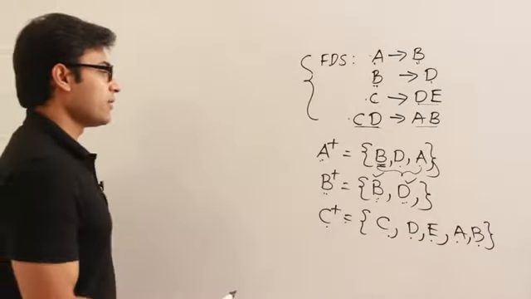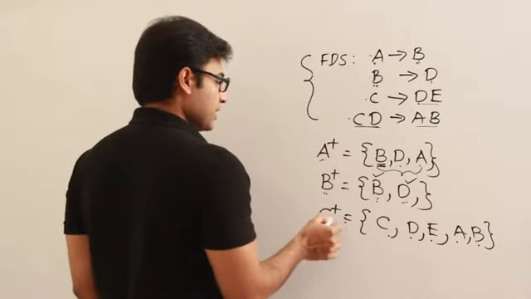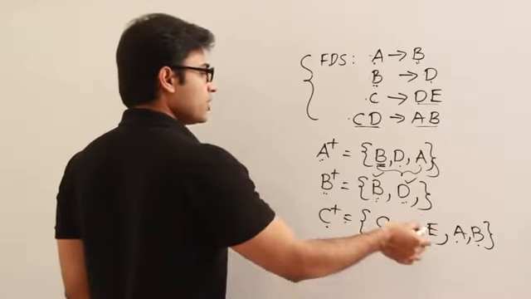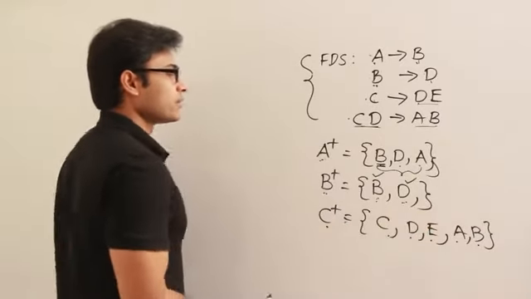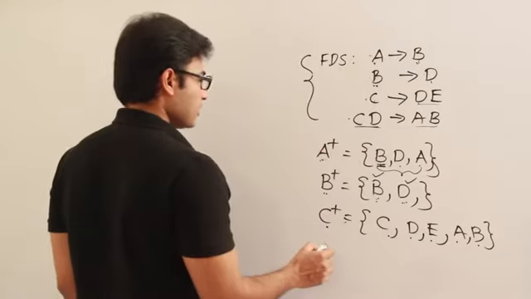So what can we say? In any table which contains all these attributes, given the value of C, I'll be able to derive all these values uniquely. Got it? Now what about this one, D?